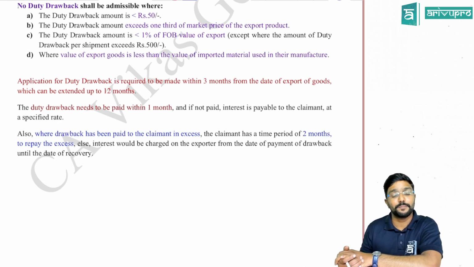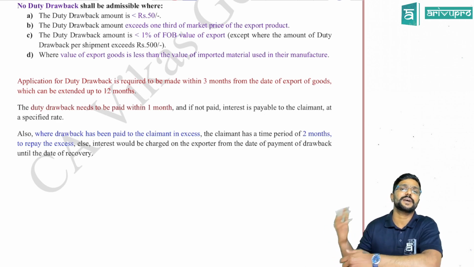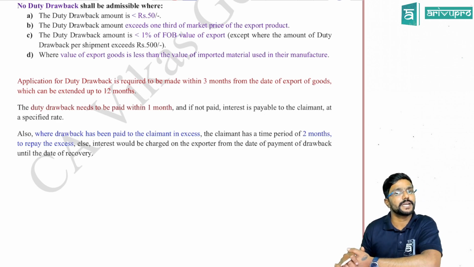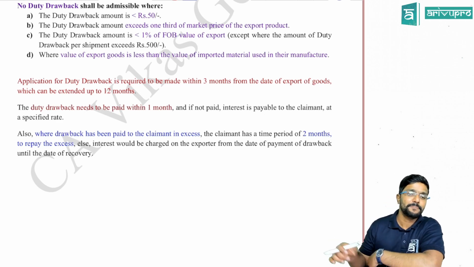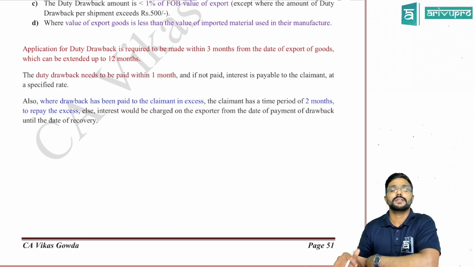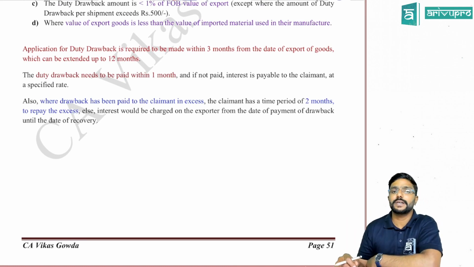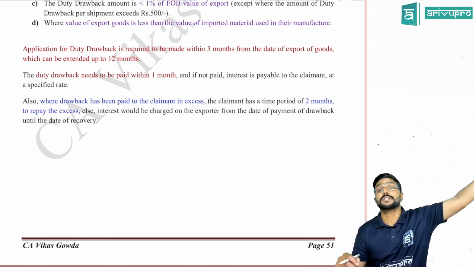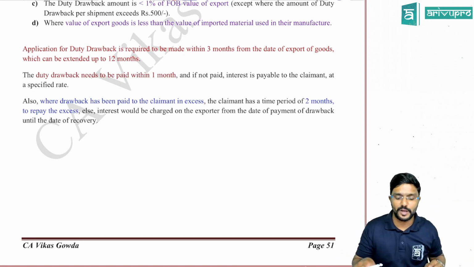Once I have made the application, the duty drawback needs to be paid or processed within 1 month. If it is not paid after the expiry of 1 month, interest will start accruing for the customs department. Where duty drawback has been paid in excess to the person, he has to give the excess amount back. If he doesn't give it back within 2 months, then interest will apply from the date on which he received the duty drawback.